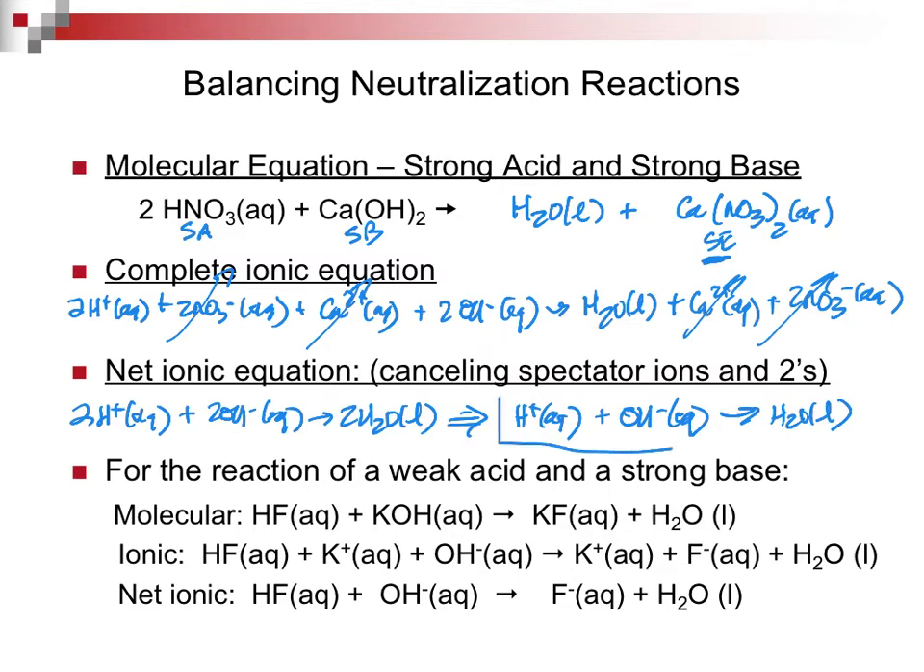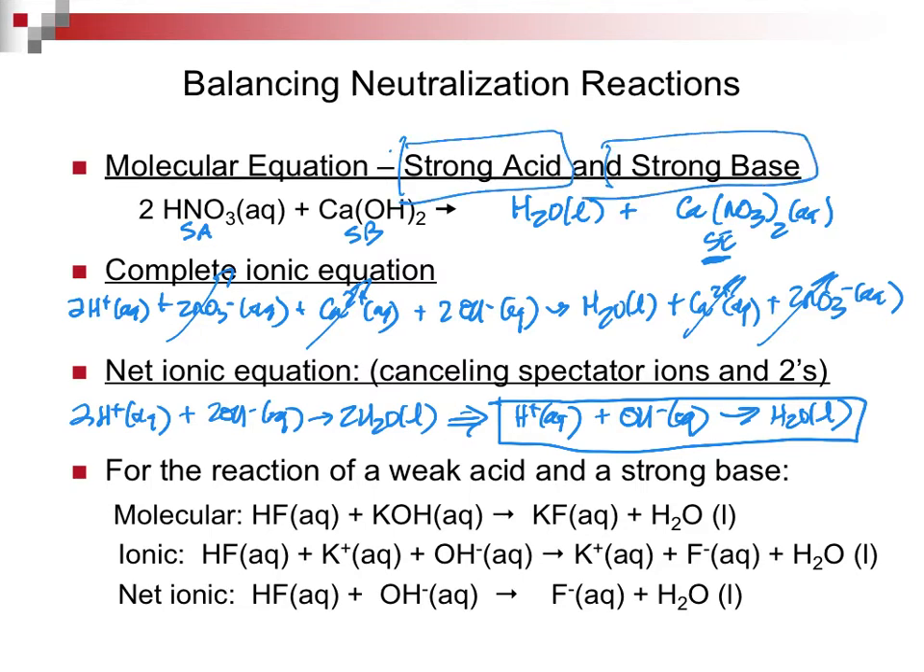Now this is always the result for the reaction of a strong acid and a strong base. If you're asked on an exam and you've got your 7 memorized, you don't have to go through all these steps. You always know it's H plus plus OH minus. It changes if we have a weak acid.